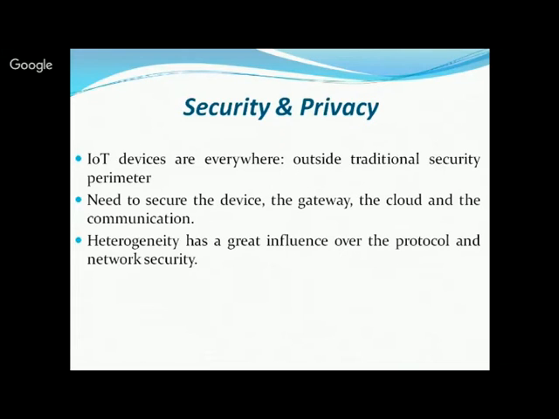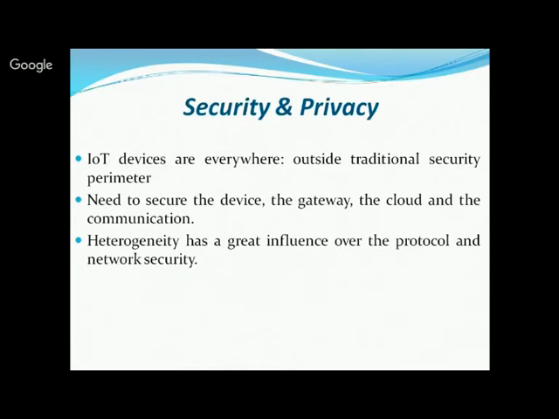Similarly, security and privacy also have very much lacuna. IoT devices are outside the traditional security perimeter, so you need to secure the device. Not only the devices, you should also secure the gateway, you should secure your cloud, and you should secure your communication protocol. So there are so many security steps. You can take any of them, for example, we are working with the security of the communication protocol, but similarly you can take gateway security, device security or cloud security. Many people are working on that too.